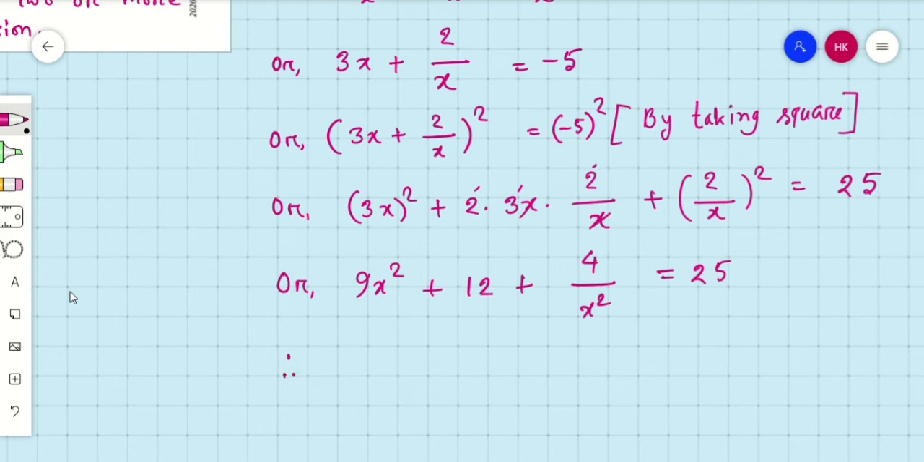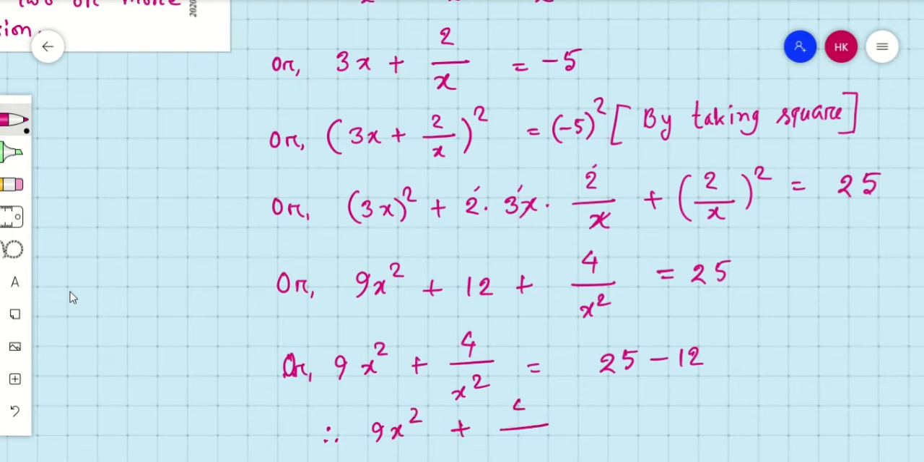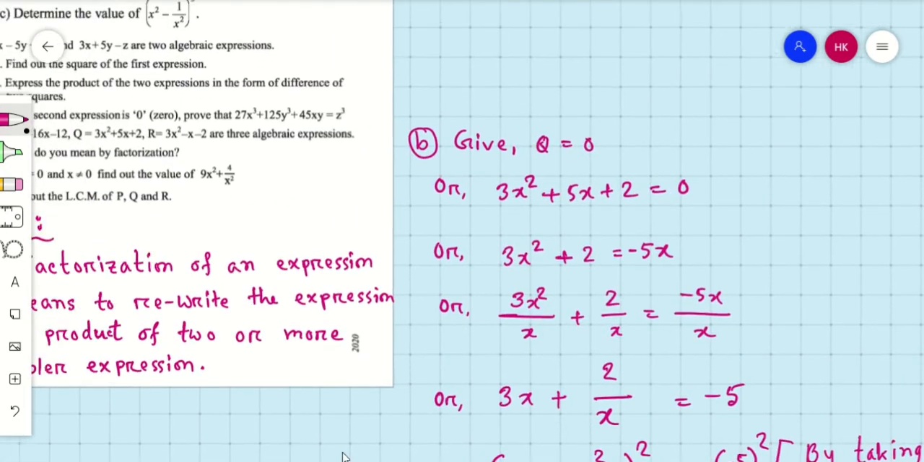Now in the next line we can write, 9x square plus 4 by x square should be 25 minus 12. So our final answer should be 9x square plus 4 by x square is equal to 13, which is our answer. I hope you understand. If you don't understand, you just repeat the video, and then I hope you will be clear.